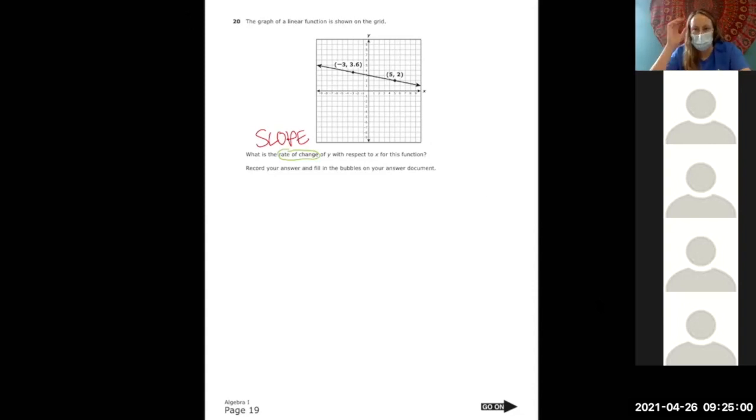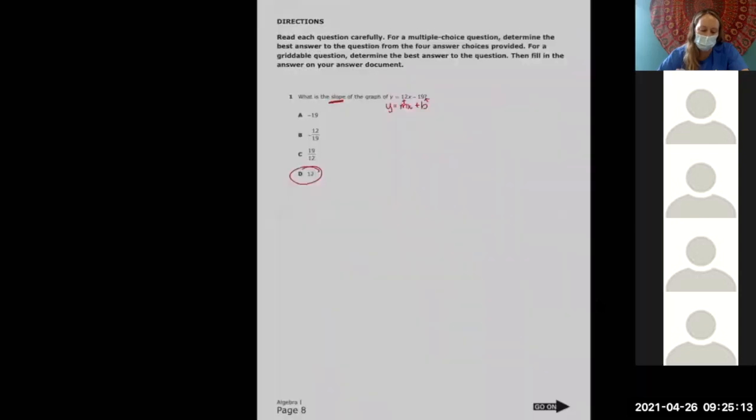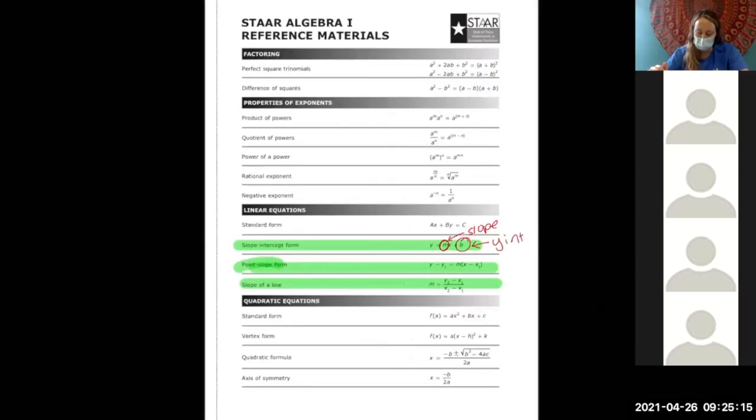Alrighty, let's go over this problem. So it's asking for the slope or the rate of change. And if you guys remember from the very beginning, we have our formula chart. So I'm going to go all the way back to the formula chart. And I'm going to look at the slope of a line equation because we're finding the slope. Rate of change is slope, okay? And so I'm going to be using this formula in order to find the slope.